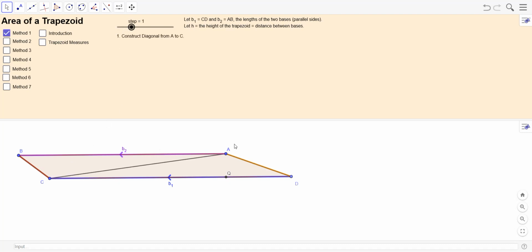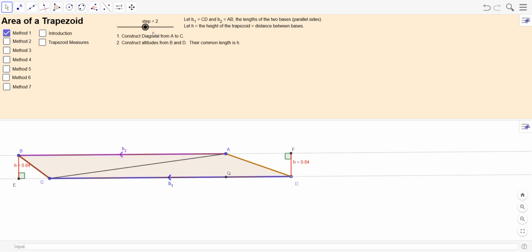Construct a diagonal from A to C. Now what do we have? Well, we just have 2 triangles, so it's pretty easy. We can just take these 2 heights, which are the same, the altitude from B down to here and from D up to here, same. This is base 1 for this triangle, base 2 for this triangle.